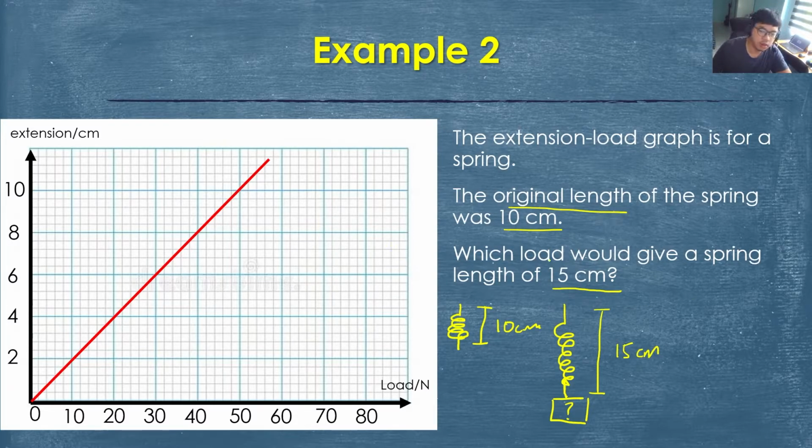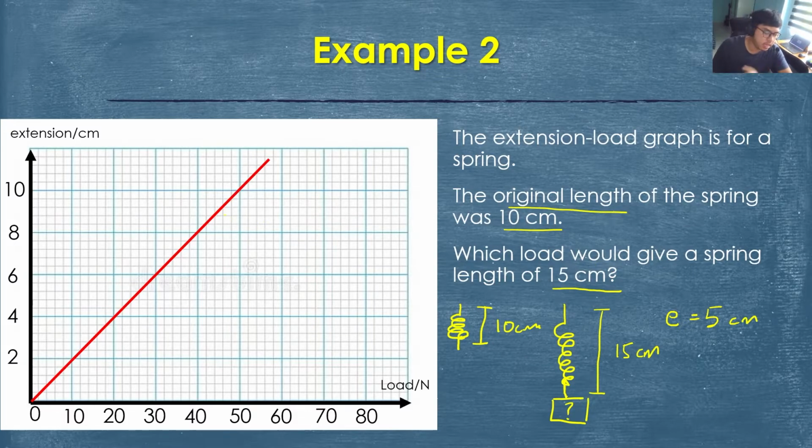In order to answer this, we need to know the extension first, how much the spring has extended in this case. The original is 10 centimeters. It becomes 15 cm. So the extension is 5 cm. You need an extension of 5 cm in order for the spring to become 15 centimeters long.